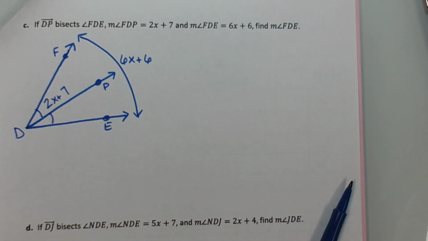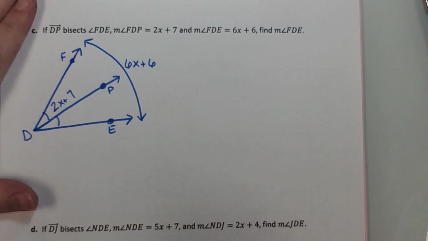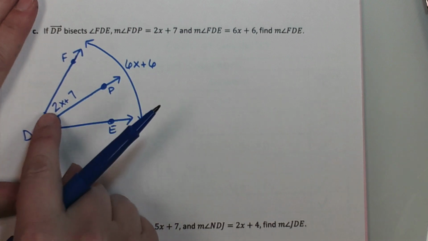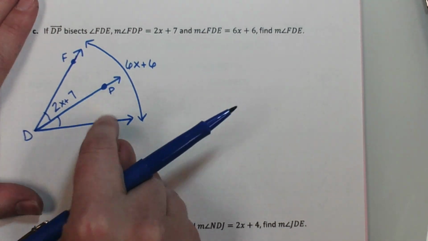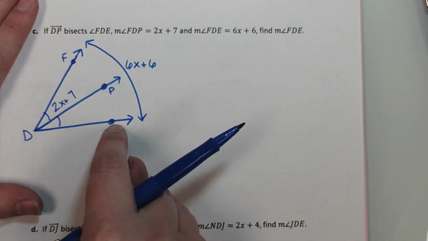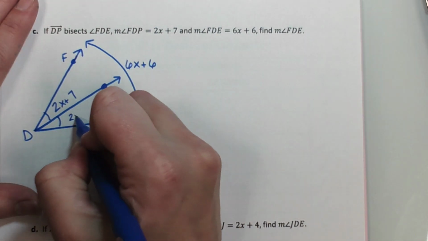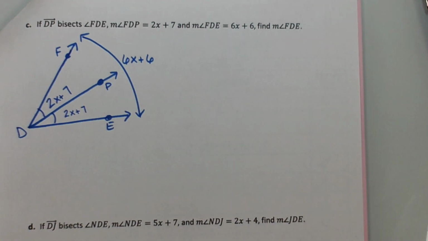If this one's the little one and that one's the full one, do I set them equal? No. If I have two things that are congruent, only one of which is marked, the unmarked one can get called the same thing. I have two angles right next to one another building this bigger angle.